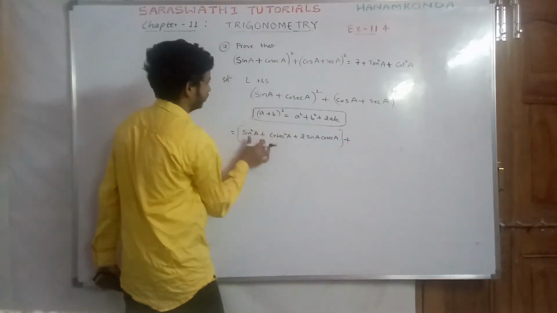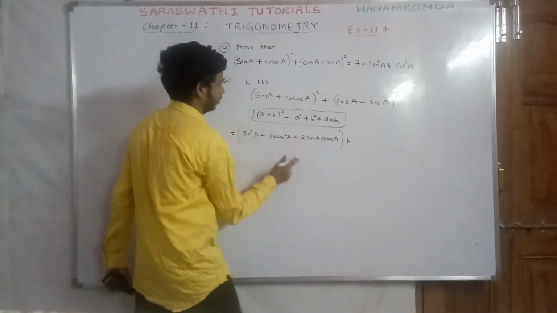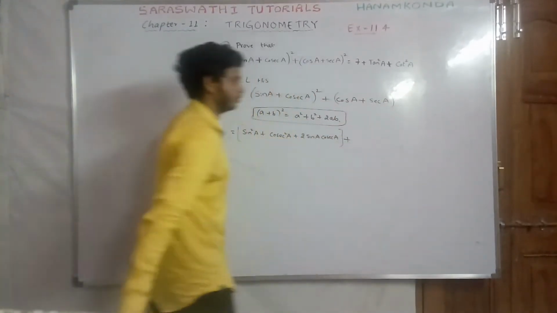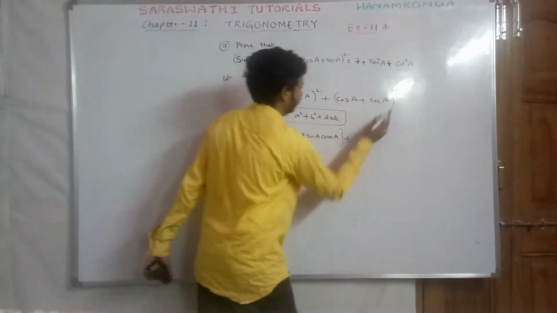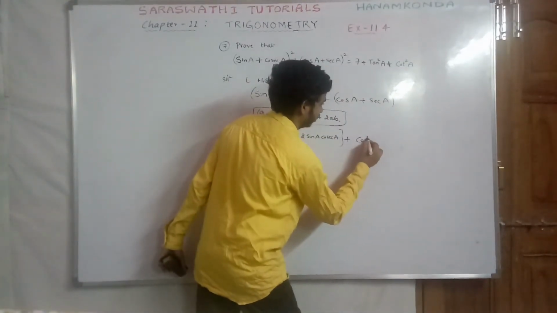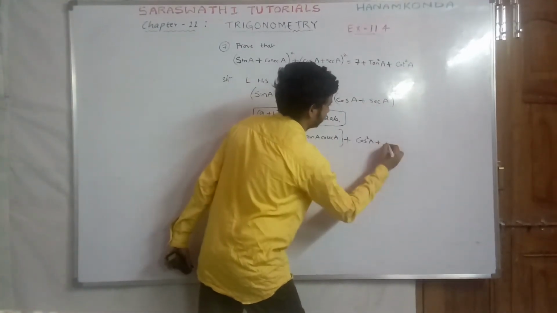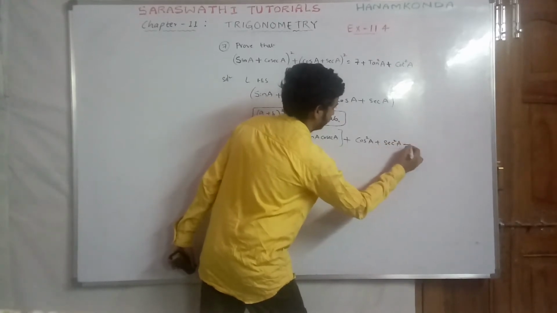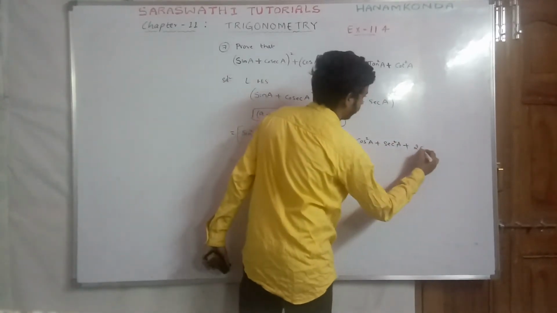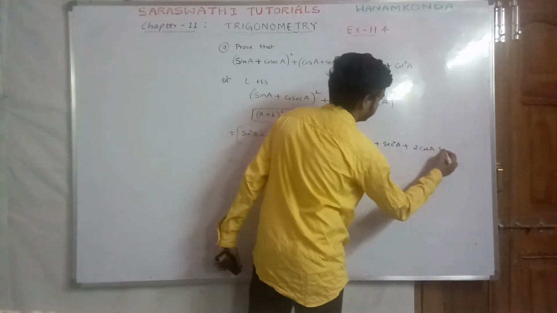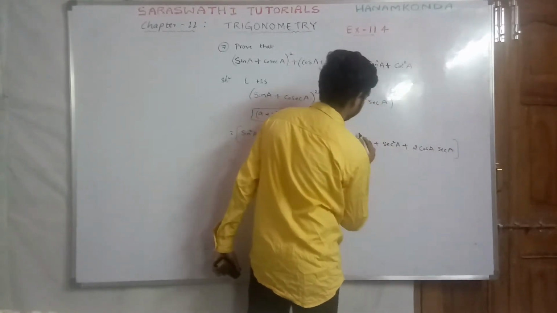Okay, so this is (sin a + cosec a)², and next (cos a + sec a)². So this is also of the form (a + b)². So now write a², that means cos² a, plus b², means sec² a, plus 2ab, that means 2 cos a into sec a.